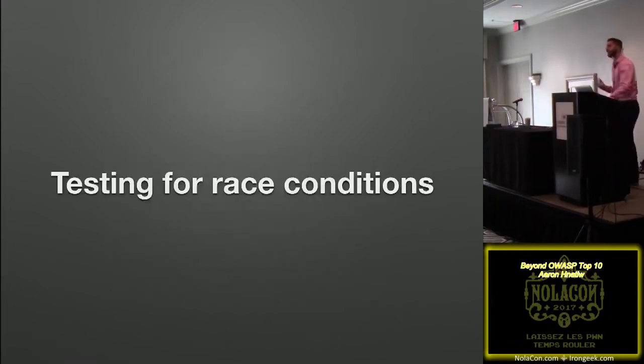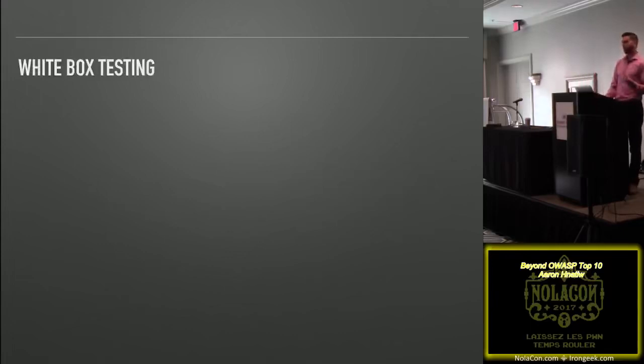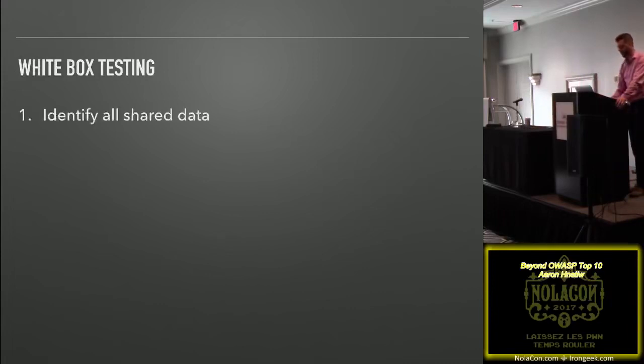So how do you actually test for race conditions? If you want to look to see where these vulnerabilities are present in your code, especially in web applications, how do you do it? Well, the best and easiest method is white box testing, which means you have access to the source code. So I'm going to go through these 4.